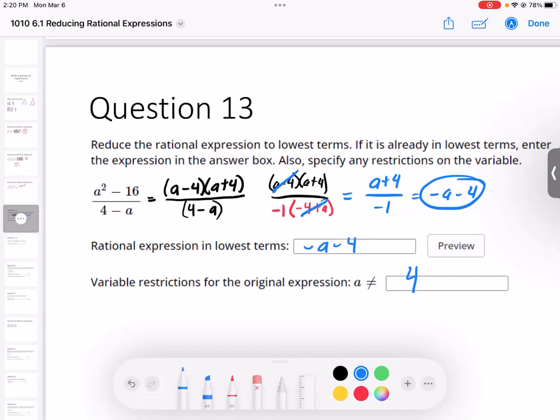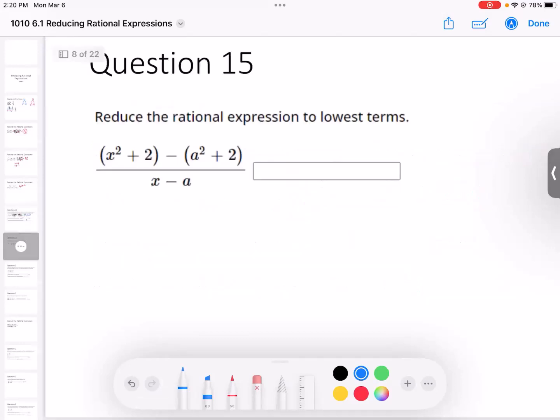And again, there are a couple other problems where you'll need to factor out a negative in order to be able to cancel out the terms. But the only time you'll do that is if your two factors are almost exactly the same, they're just opposites of each other. So that's question 13. The other one I want to do is question 15.